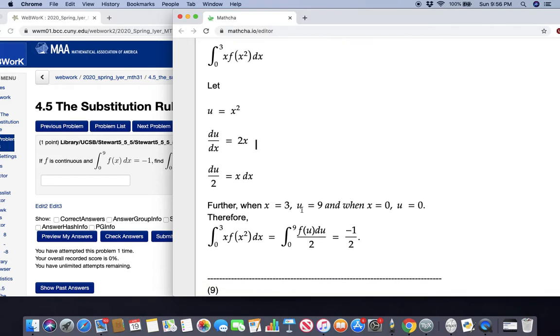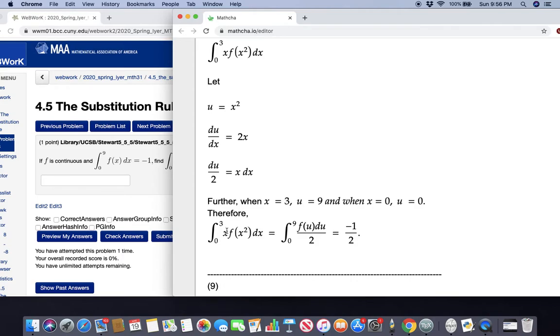All right. Now, the integral from 0 to 3 of x f(x squared) dx. When x is 3, u is 9. So 3 is mapped with 9. When x is 0, u is 0. So 0 is mapped with 0. x squared is u. So where I see x squared, I'll place u. x dx is du over 2. So the integral from 0 to 9 of f(u) du over 2.